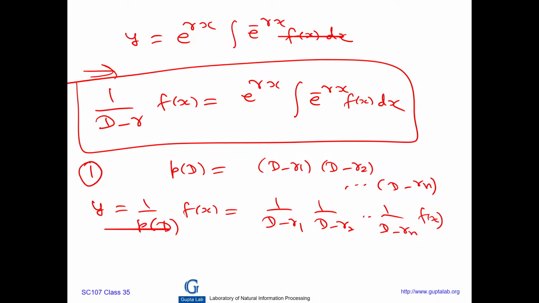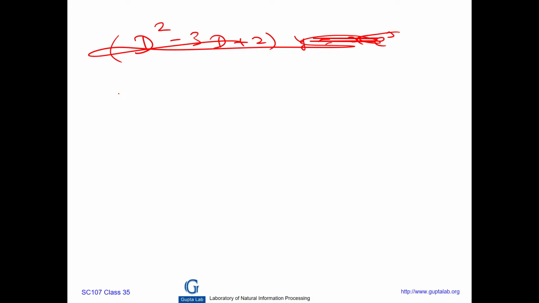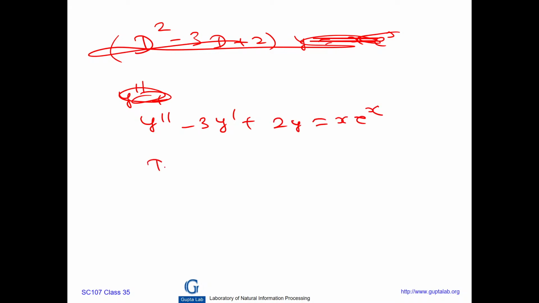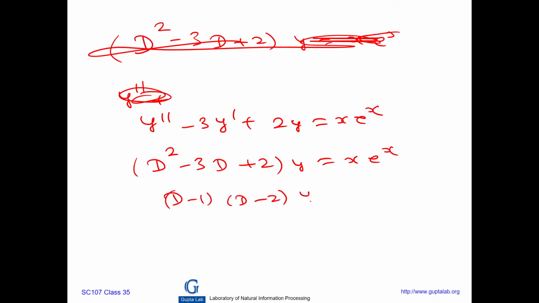So let us take an example. This is method 1. If you have (d square minus 3d plus 2) times y is equal to x times e raised to power x. Actually, sorry, the equation is y double prime minus 3y prime plus 2y is equal to x times e raised to power x. This is our equation. So the operator becomes d square minus 3d plus 2 times y is equal to x times e raised to power x. Factor it: this is (d minus 1)(d minus 2) times y is equal to x times e raised to power x.